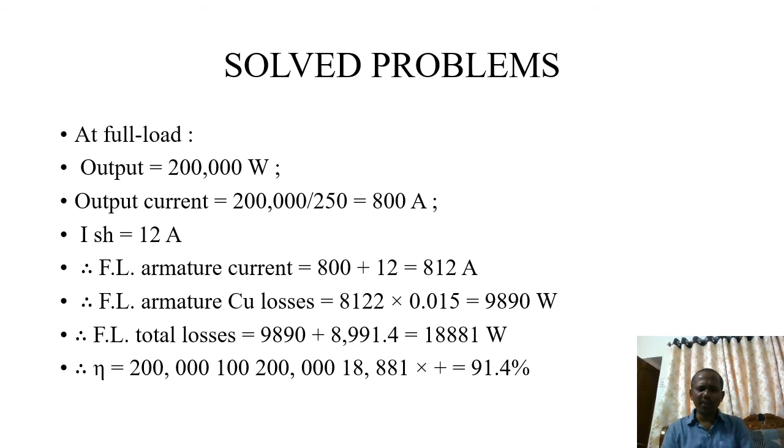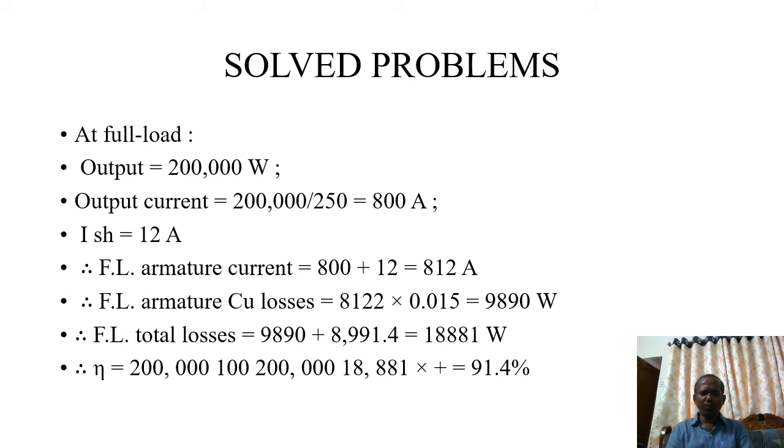Full load armature copper losses is equal to 812 square into 0.015, Ia square Ra, which is equal to 9890 watt. Full load total losses is equal to 9890 plus 8991.4, which is equal to 18881 watts. Therefore, efficiency of the machine at full load is output by input, which is equivalent to 91.4%.